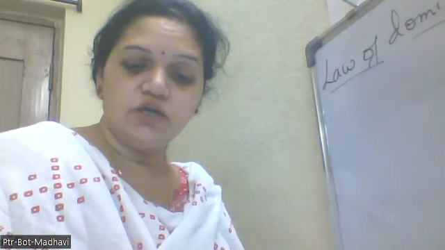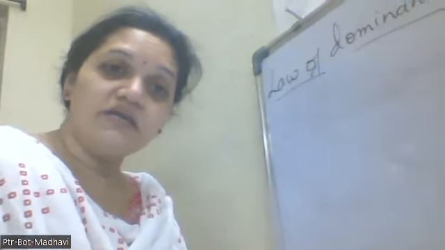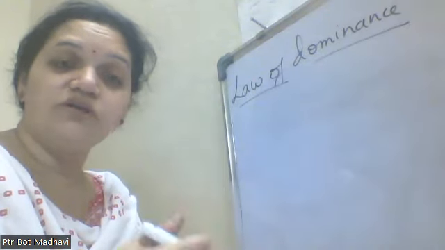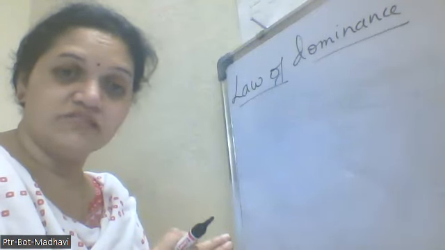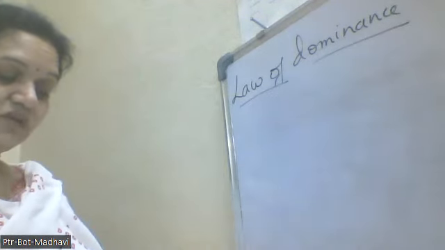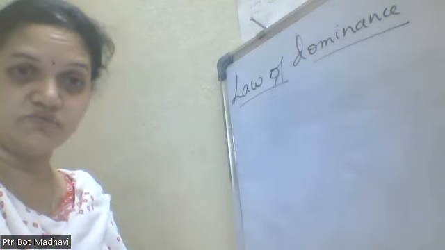The first one is the law of dominance. The law of dominance says that the dominant characters are going to be expressed in any generation without any change, as they are. That is called the law of dominance. This law of dominance can be explained with only one character at a stretch. That is the monohybrid cross, also we can say.